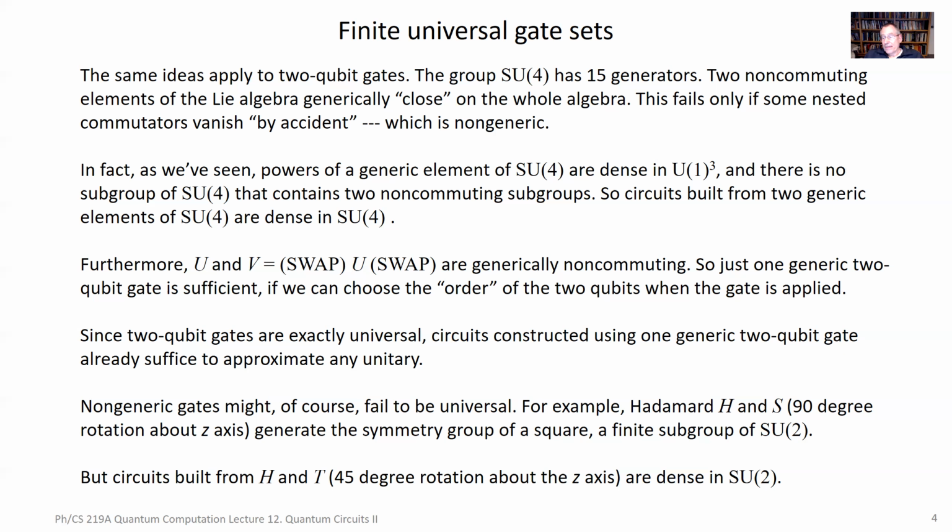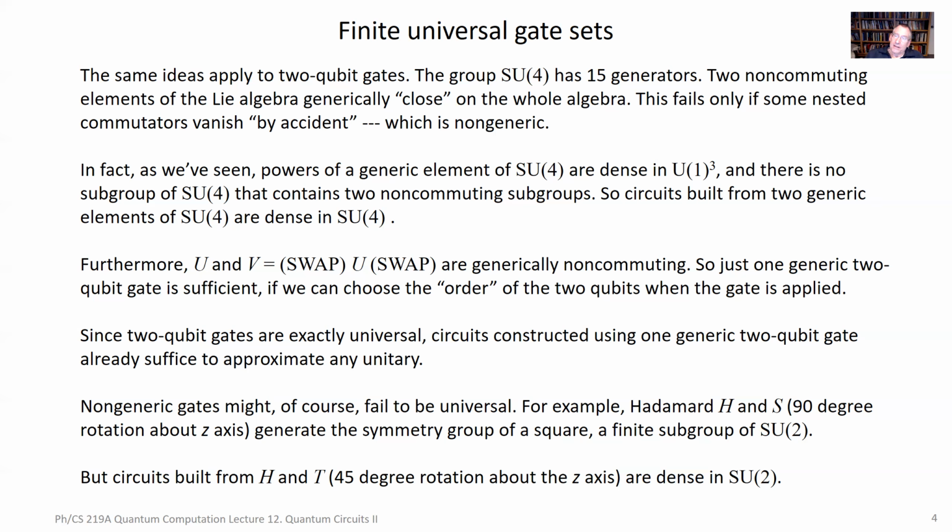Those don't commute. So they generate a non-abelian group, but it's not the whole unitary group. It closes on a finite subgroup of SU2. It turns out to be the symmetry group of a square. Well, that kind of makes sense because a 90-degree rotation is a symmetry of a square.